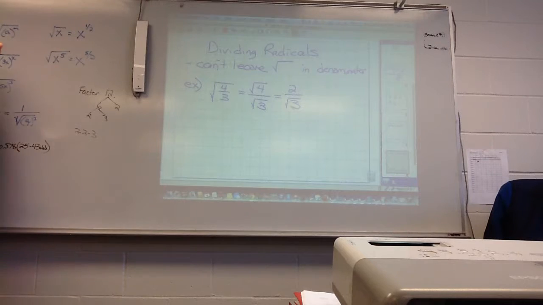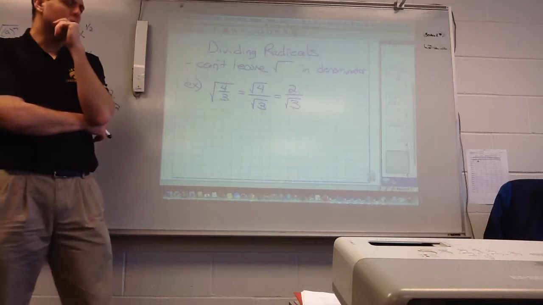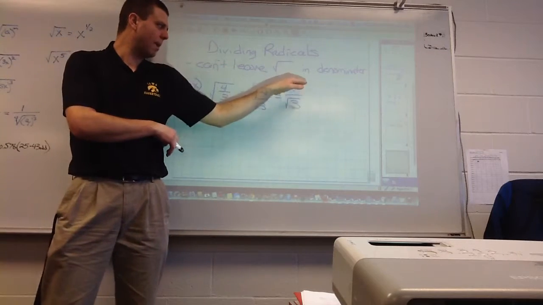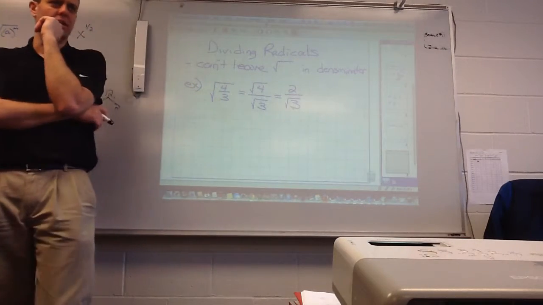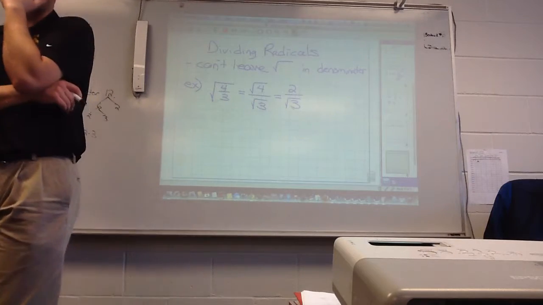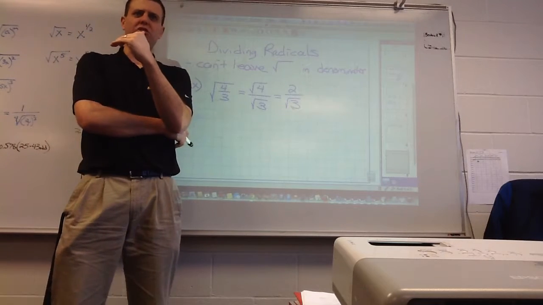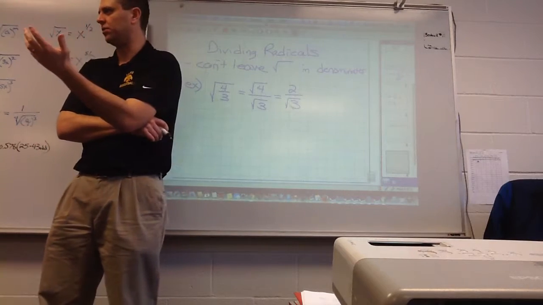So, what you do to get it out of there, okay, is you will actually multiply the top and bottom of this fraction by that radical. Okay, you will multiply the top and bottom. You got to do it to both because otherwise you're changing the value of the fraction.